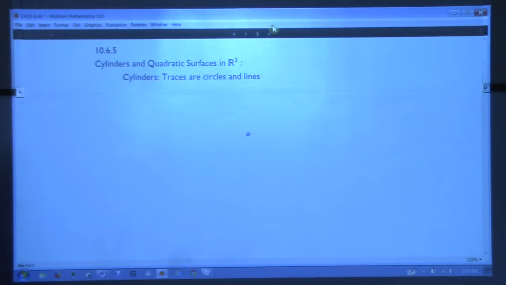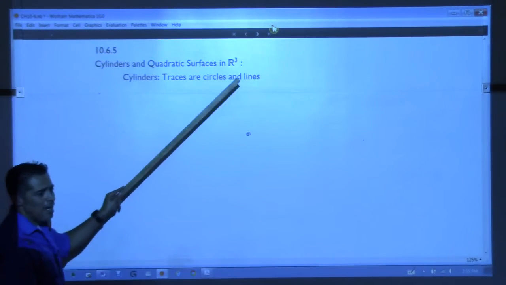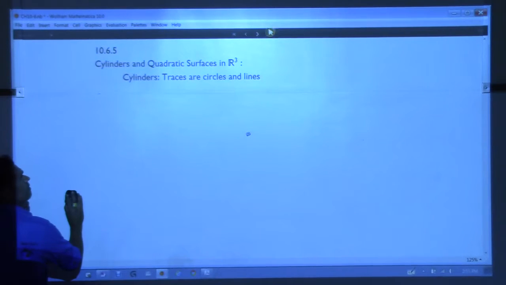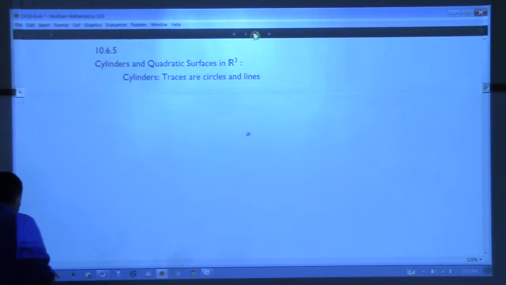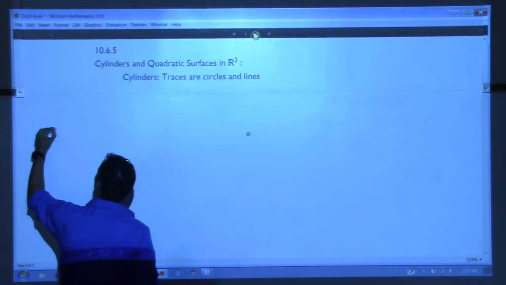All right, so we're going to start off. Our first surface is something you've heard of, and that's a cylinder. Now, it says here traces are circles and lines. I'll explain that in a second. Let me give you the equation of a cylinder. I'm just going to give you an example first.